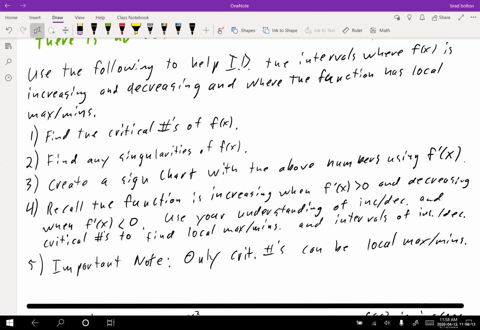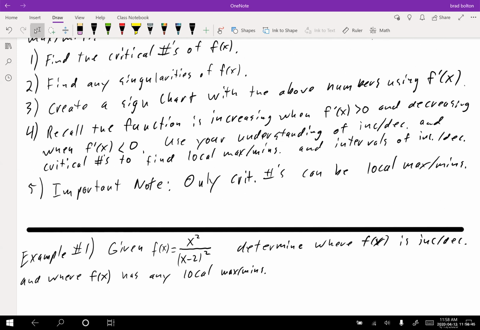So just like we did in a previous class, we're going to create a sign chart. And then recall the function is increasing when f prime of x is greater than 0 and decreasing when f prime of x is less than 0. Use your understanding of increasing and decreasing to find local maxes and mins and intervals of increasing and decreasing. So in the previous sections, you figured out how to find critical numbers. Now we're going to use those critical numbers to find local mins and maxes. And we're going to use our knowledge of how increasing and decreasing slopes affect whether it is a local min or a local max.